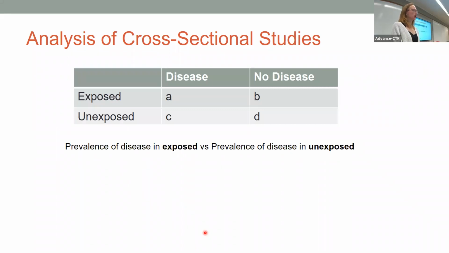If we wanted to look at the prevalence of disease in the exposed versus the prevalence of disease in the unexposed, we could do it this way. We could compare these numbers. A over A plus B is the number of exposed with the disease over the total number exposed. C over C plus D is the number of unexposed with the disease over the total number of unexposed. And we can compare those two numbers.